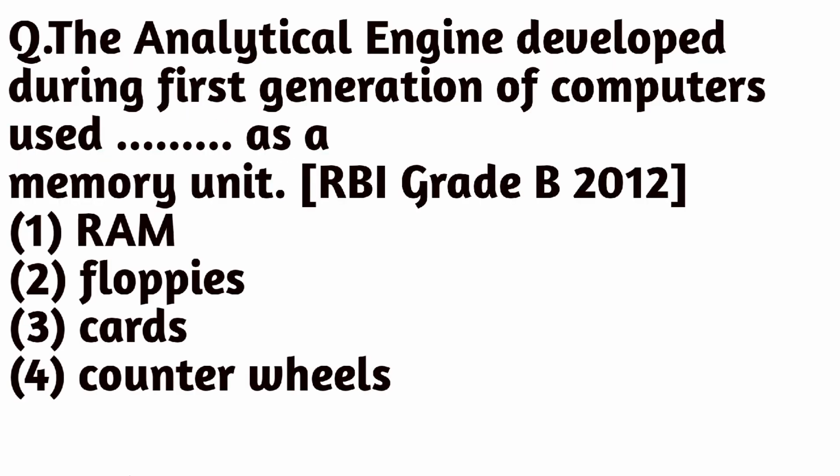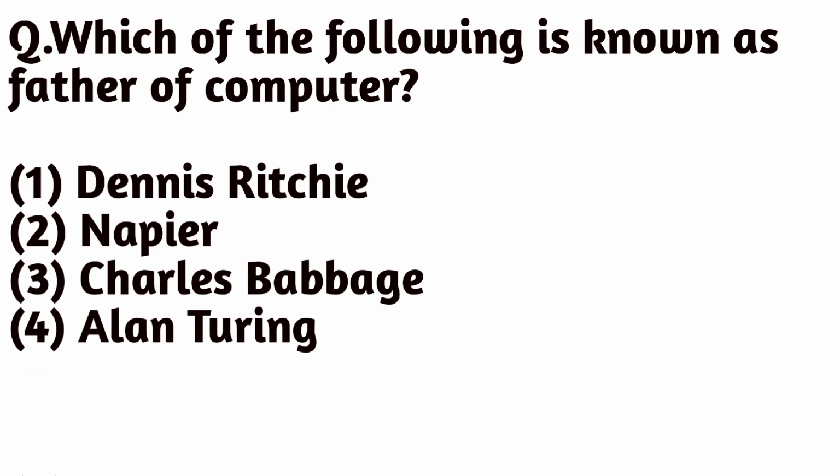The analytical engine developed during first generation of computers used ___ as a memory unit. Option 1 RAM, 2 floppies, option 3 cards and 4 counter wheels. The correct answer is option 4 counter wheels.